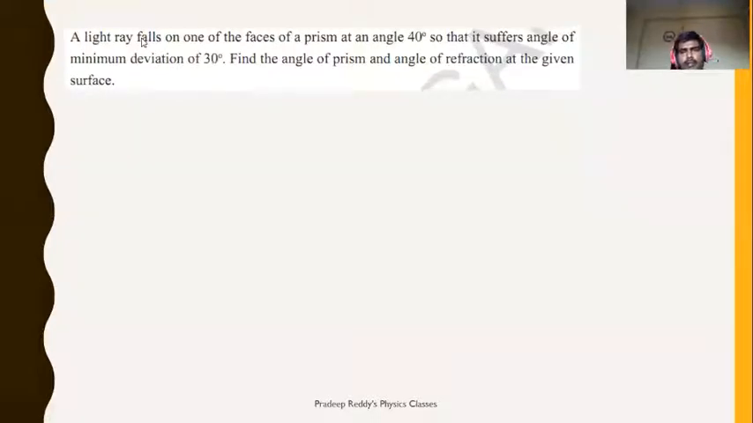Coming to the next question. A light ray falls on one of the faces of the prism at an angle of 40 degrees, so that it suffers an angle of minimum deviation of 30 degrees. Find the angle of prism and the angle of refraction at the given surface. You are supposed to find out the angle of prism and the angle of refraction at the given surface.